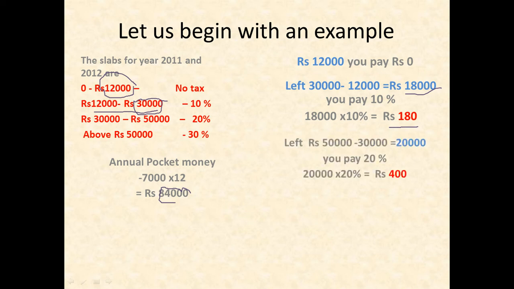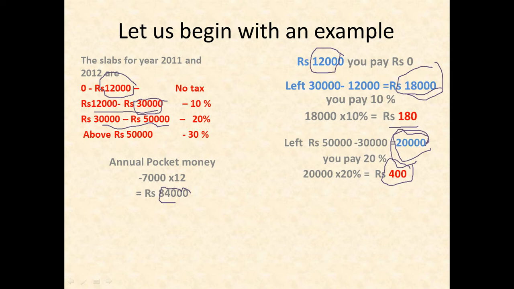On the next slab, which is 30,000 to 50,000, which is rupees 20,000. So the first part was 12,000, then 18,000 that you paid the tax on, and the third is 20,000. Because this is the slab here, 30,000 to 50,000, you pay 20%, which is rupees 400. So out of 84,000, you've already paid income tax on 50,000 rupees.